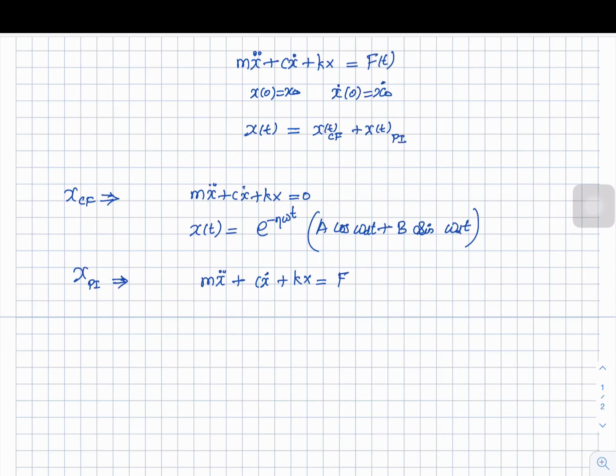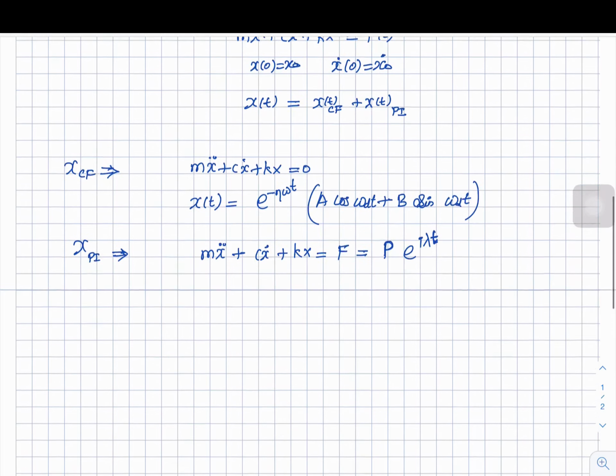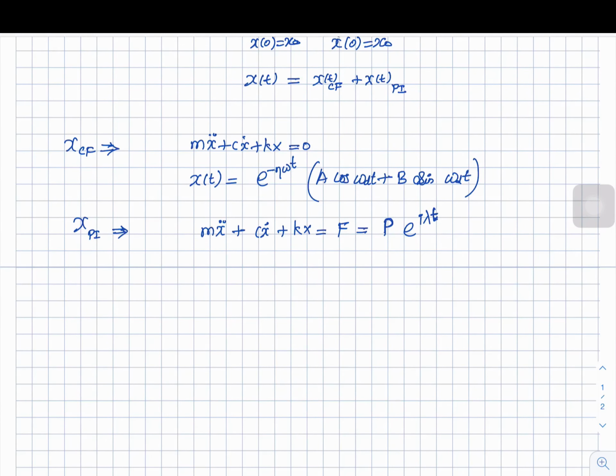Here we say this f is some P, the force, times e power i lambda t, where lambda is the forcing frequency. In mathematics, the solution will be similar to the forcing. Therefore the solution x of t will also have the same frequency as the forcing, e power i lambda t, which means cos lambda t plus i sin lambda t.